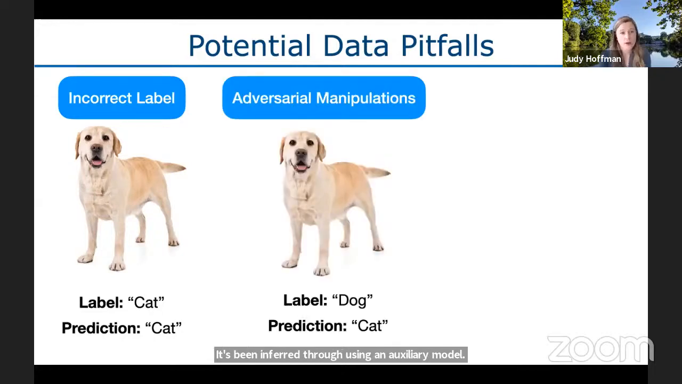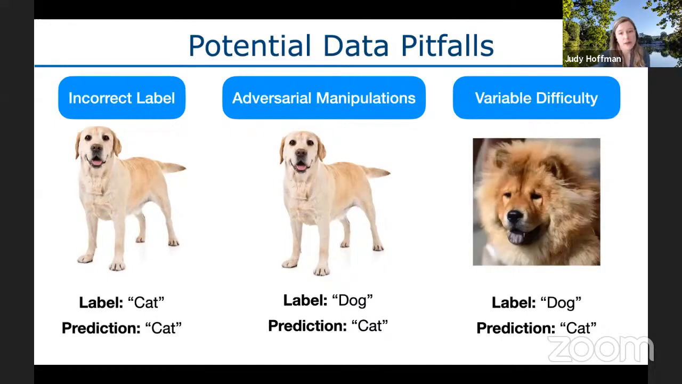Another way in which your data can cause you some problems is if the image itself has been manipulated. So maybe the label is correct, but your model has a difficult time being able to predict the label that you'd like it to predict at the end of the day. And then finally, there's just always going to be circumstances where an example is difficult to learn or inherently ambiguous, like this example of a dog that also has many features that are reminiscent of a cat.